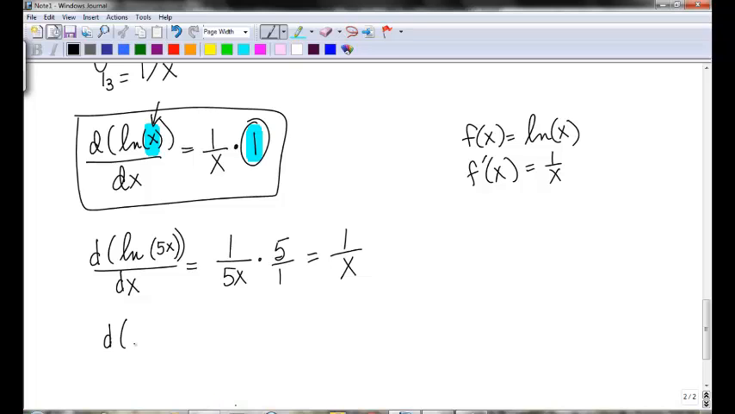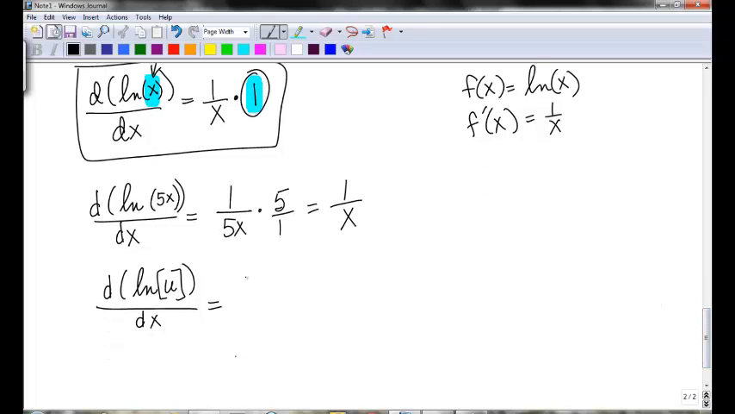Derivative of natural log of u. You may want to use a different grouping symbol. Okay? And that equals 1 over u, then times the derivative of u with respect to x. And I'm guessing you like that one better. Yes. Okay? Because the first one was just a specific example, and this one's in general.